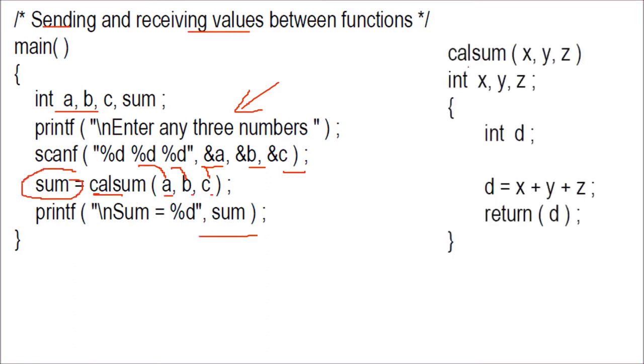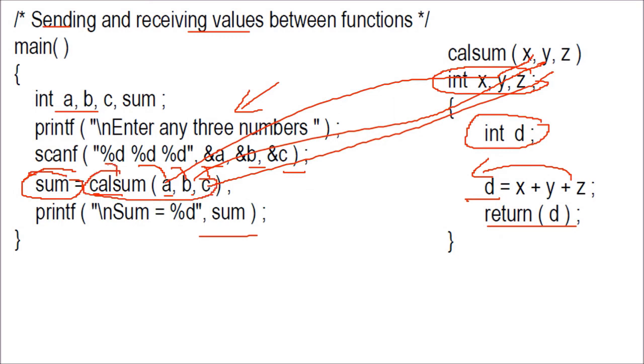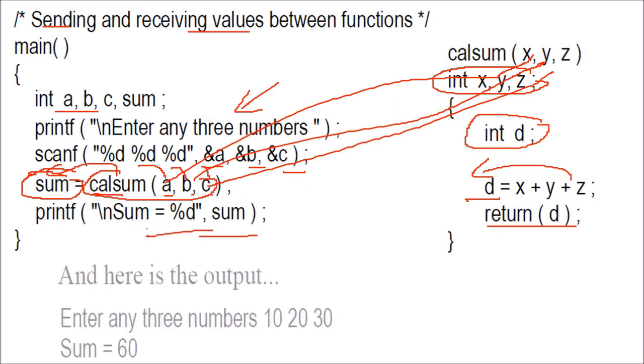So what cal sum is doing is just taking the A value in X, B value in Y, and C value in Z, and this X, Y, Z is being defined as integer. We have an inside variable D. This D is simply taking the addition of X, Y, Z, and it is returning the value. When it is going to return, then only we can assign it to the left hand side. Otherwise we cannot assign. And now printing the value. So if you put 10, 20, 30, you will get 60.